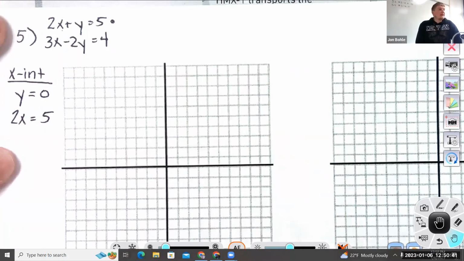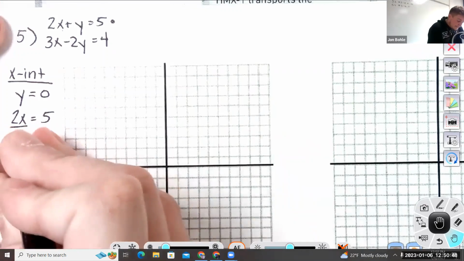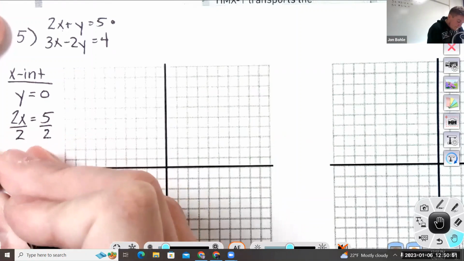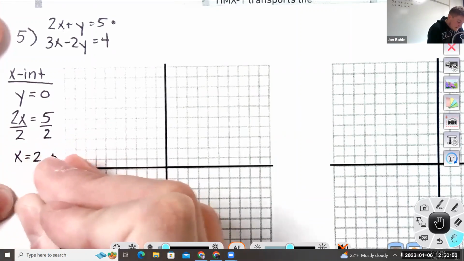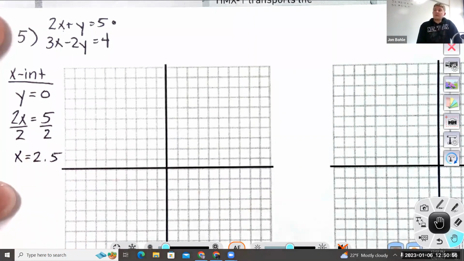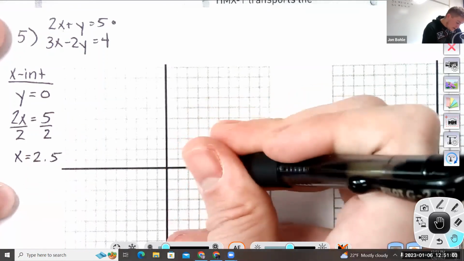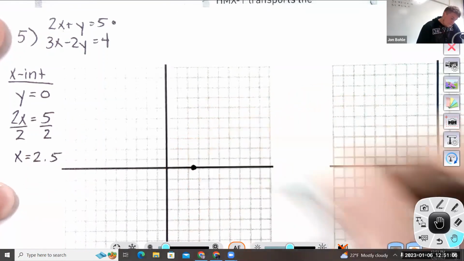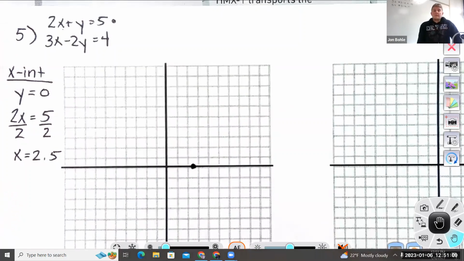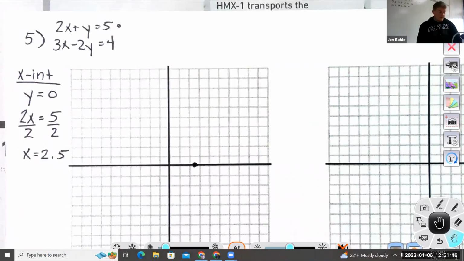And how do I solve for x? Divide by 2. I've got to divide by 2. 5 divided by 2 is 2.5. So what's my x-intercept? 2.5. So I can take the x-axis and find the number 2.5. Okay, I found the x-intercept. I might as well find the y-intercept.